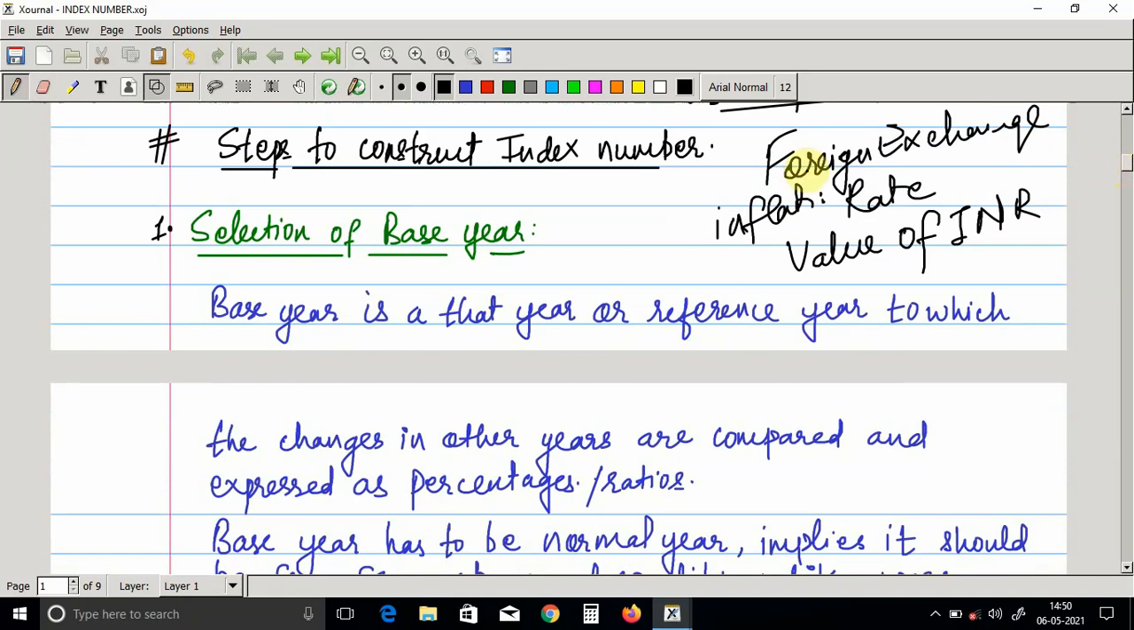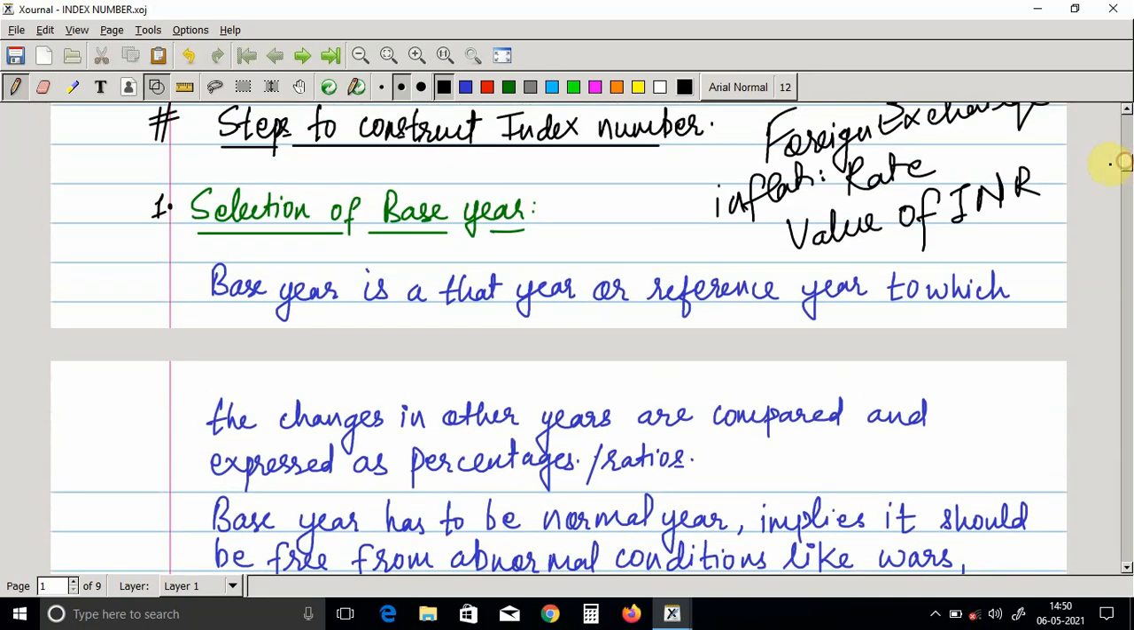Now let's see the steps to construct an index number. What you need to do to construct an index number is to select your base year. Everything will be compared to a reference year, so all the calculation will be with respect to the base year.